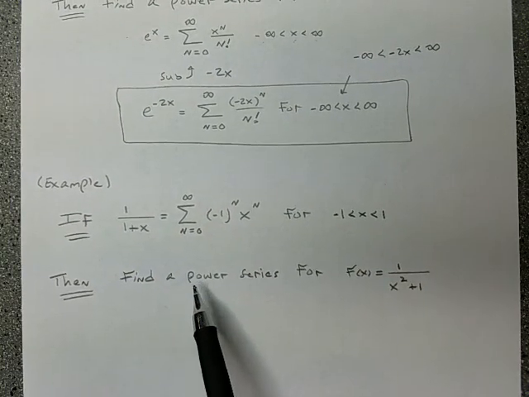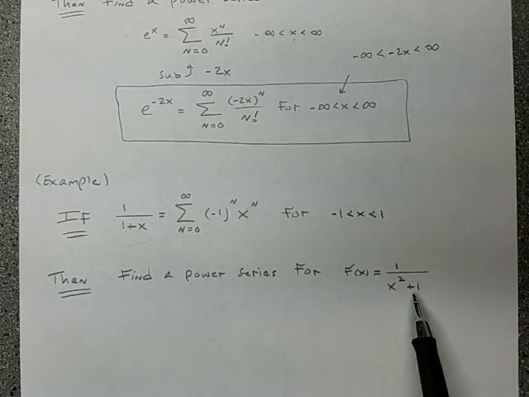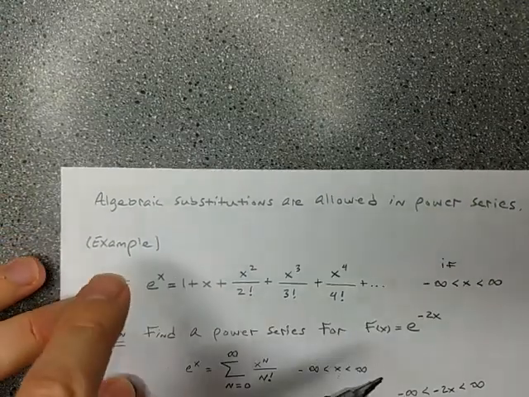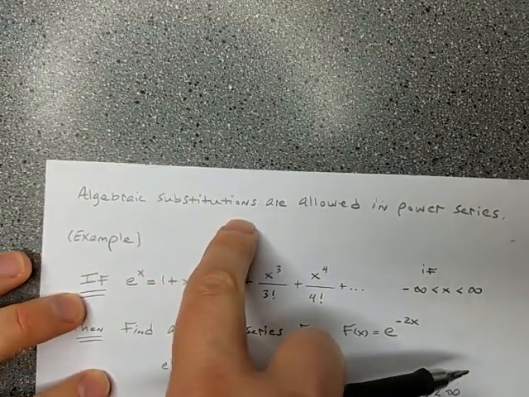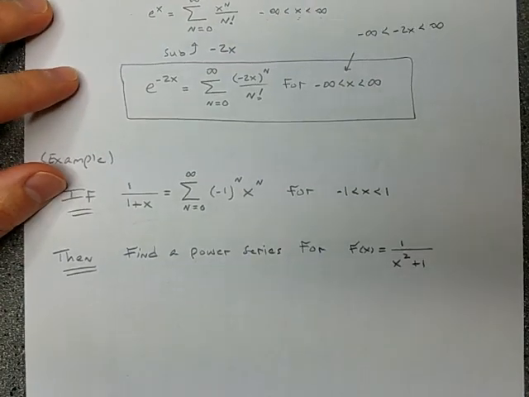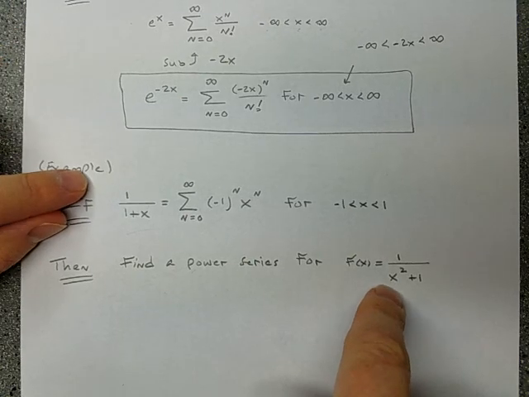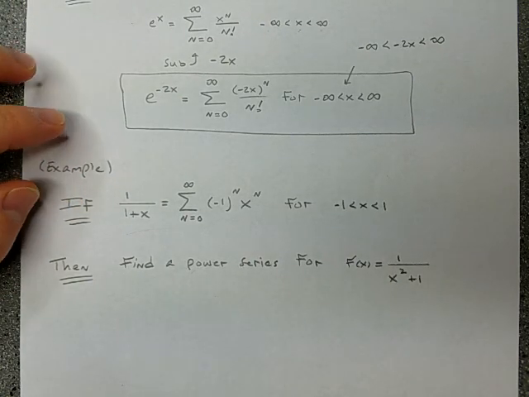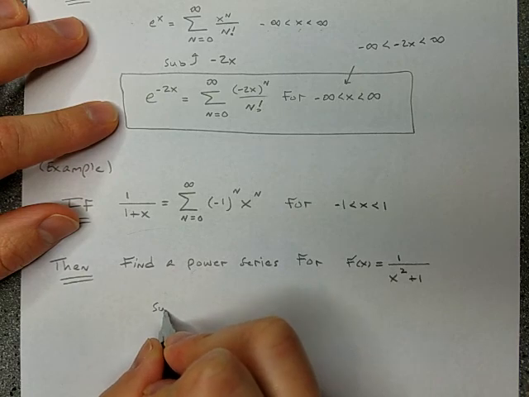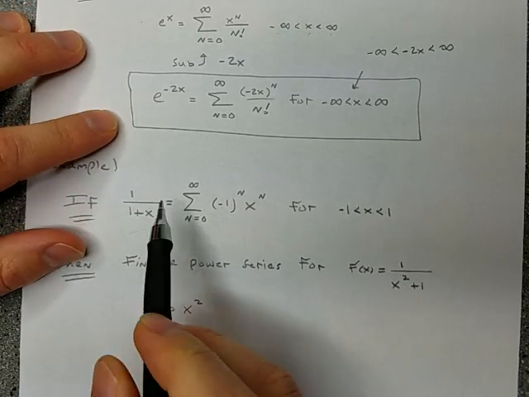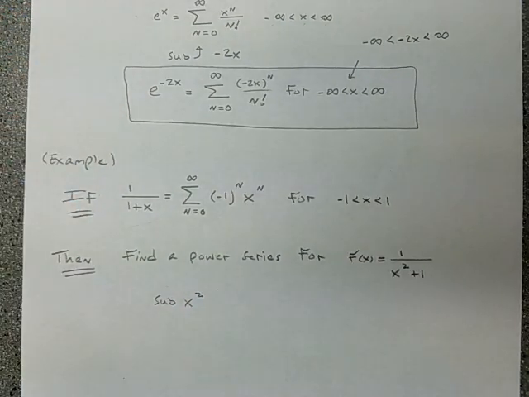Can you find a power series from that for 1 over x squared plus 1? Well, look. Think of the one I just told you about. Think of the premise of that: algebraic substitutions are allowed in power series. For this one, I could see how you could get something by way of substitution. All we need to do is sub in x squared into this original statement. If that was an x squared instead of an x, then it would be what we're looking for. I hope that's obvious enough.